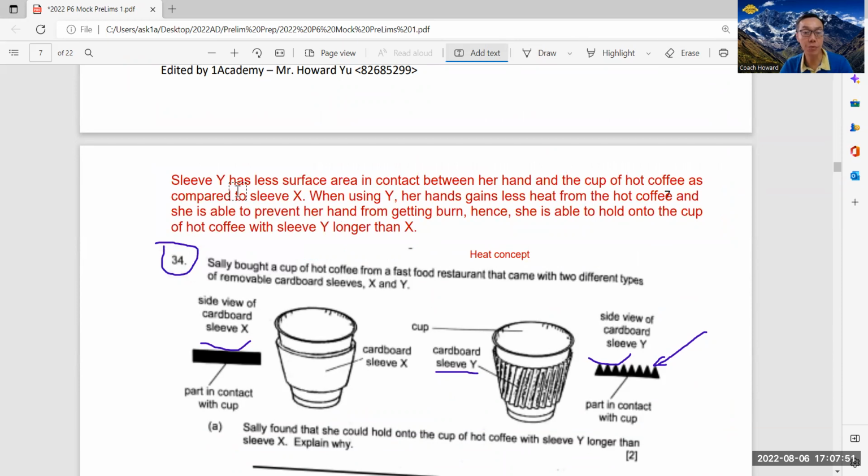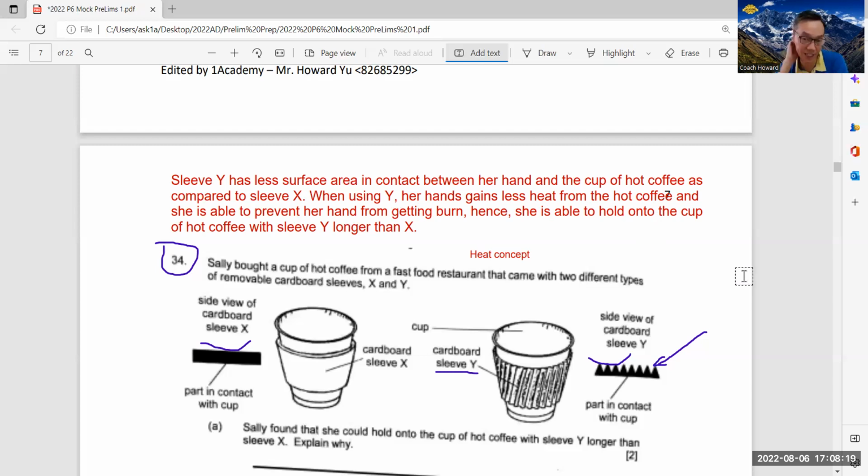Okay, so sleeve Y has less surface area in contact between the hand and the cup of hot coffee as compared to sleeve X. When using Y, her hands gain less heat from the hot coffee and she's able to prevent her hand from getting burned. Hence, she's able to hold onto the cup of hot coffee with sleeve Y longer than X.